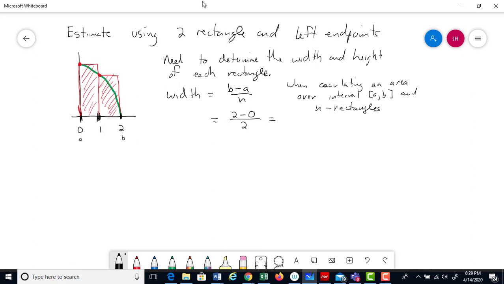Now you can tell the width of each one of these is equal to 1. I did that on purpose because I want it to be simple at first. So the width is equal to 1. But for the more complicated ones, you're going to want to do b minus a over n.